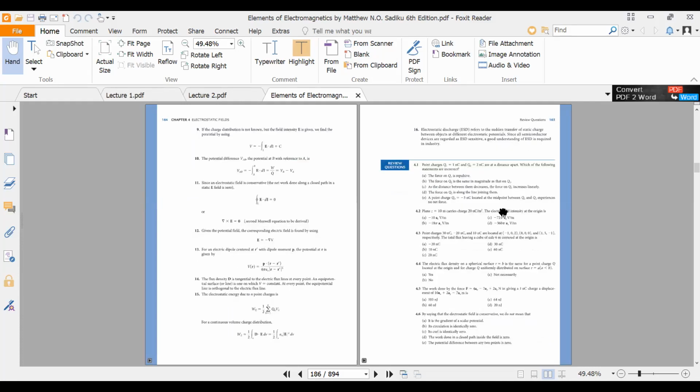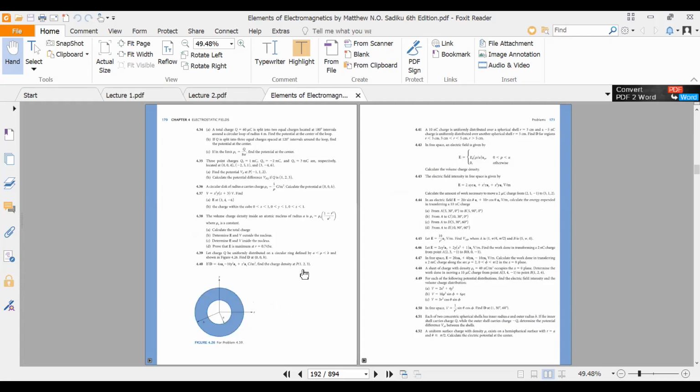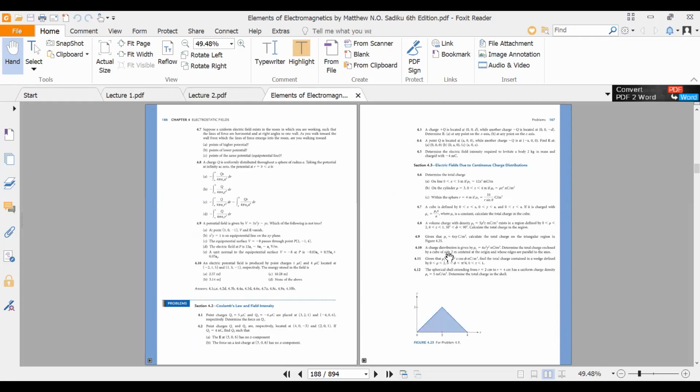If you see here, the exercise problems start from here. It is 4.1, and it also gives the problems according to the sections. So there is a very good number of problems, almost 64 problems. You can go and practice, not all, but at least a few of the problems.